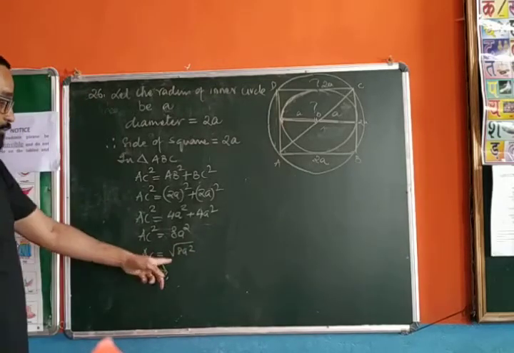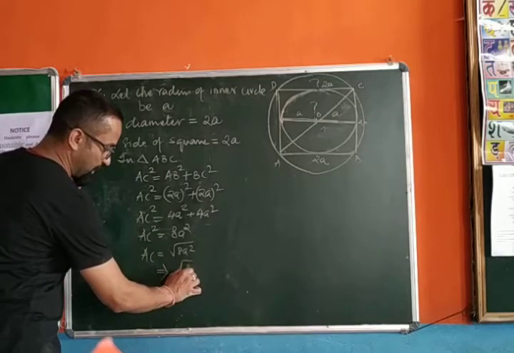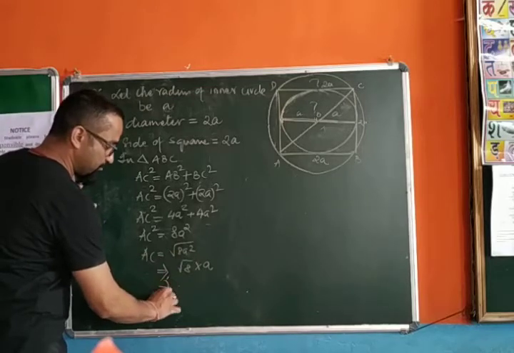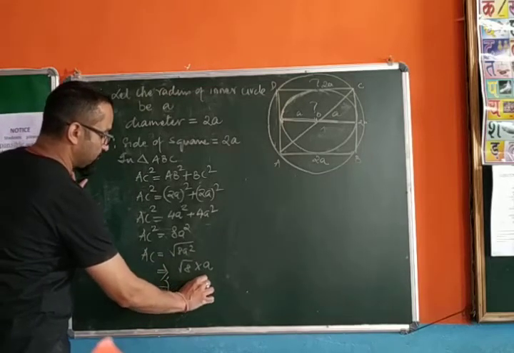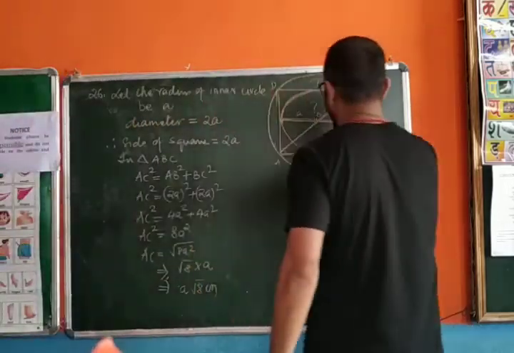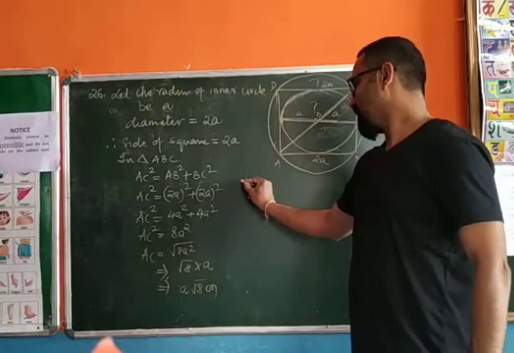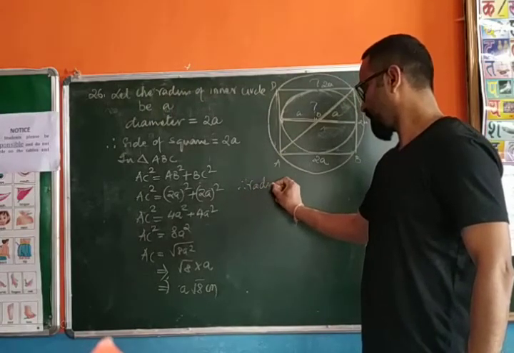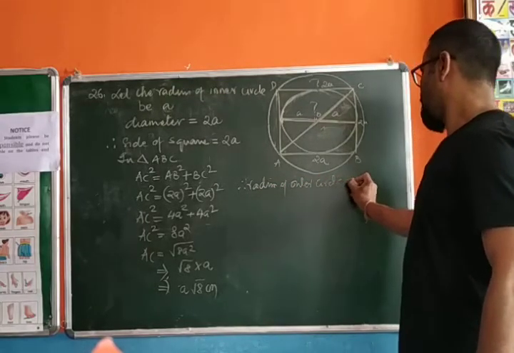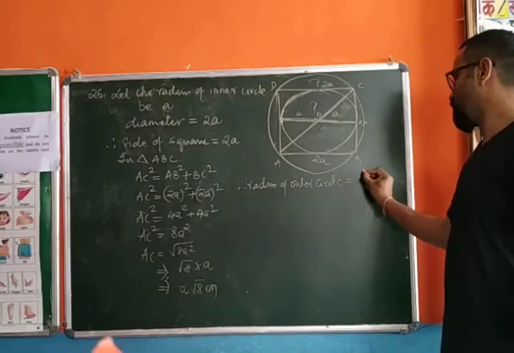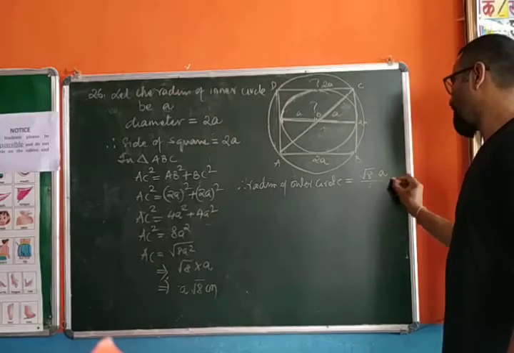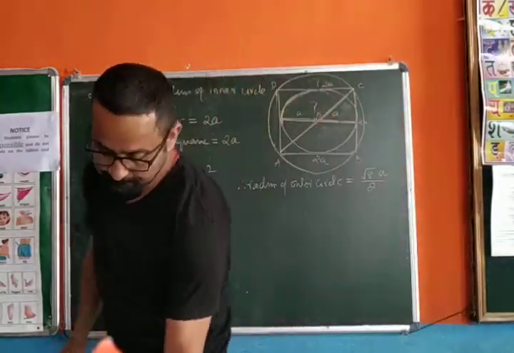You cannot find the square root of 8, so it's written as root 8 multiplied by A, because the square root of A squared is A. Simplify this, you can write A root 8 centimeter. This is AC, diameter of the outer circle. Therefore, radius of outer circle is diameter divided by 2, root 8 A divided by 2. Leave it like this, you don't have to simplify it.